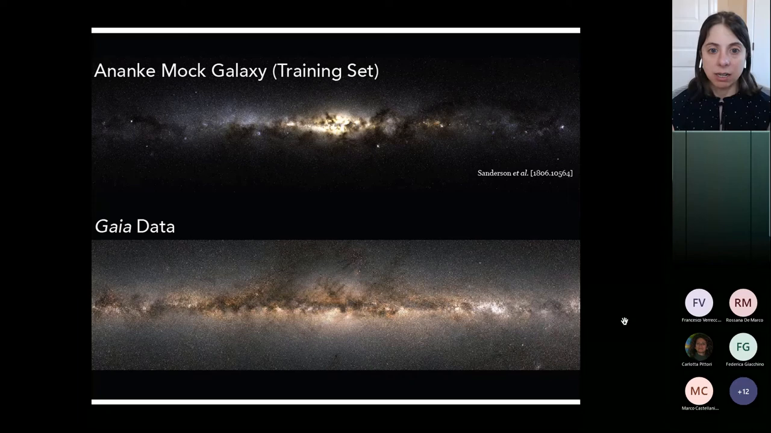And that at least gives us hope that if we were to use these mock galaxies as a training set to build a network that can identify accreted stars, we might actually have a shot at being able to do this in the real data. Next slide.